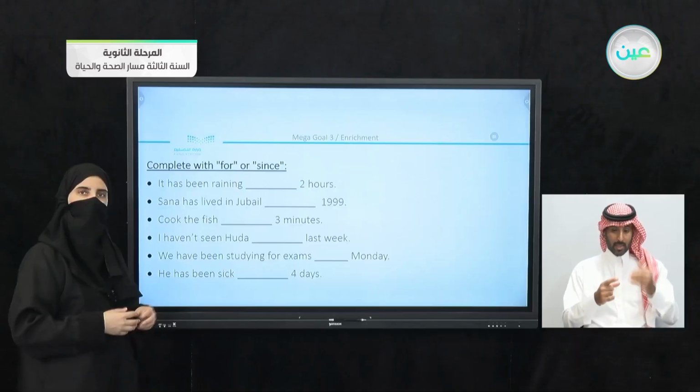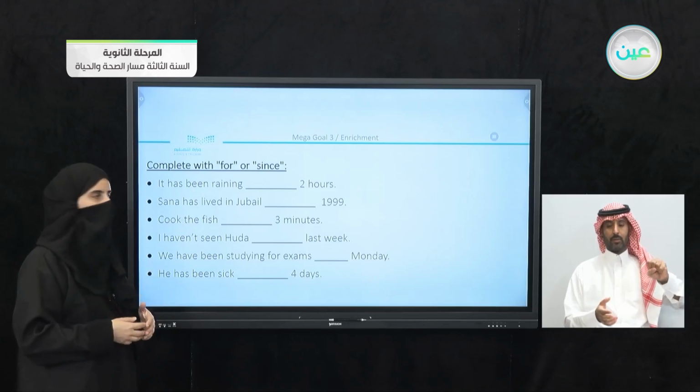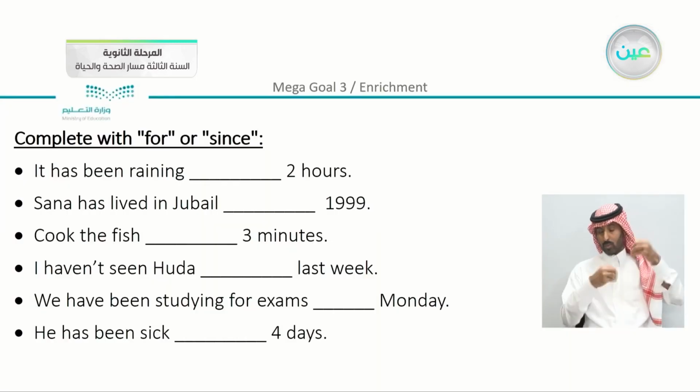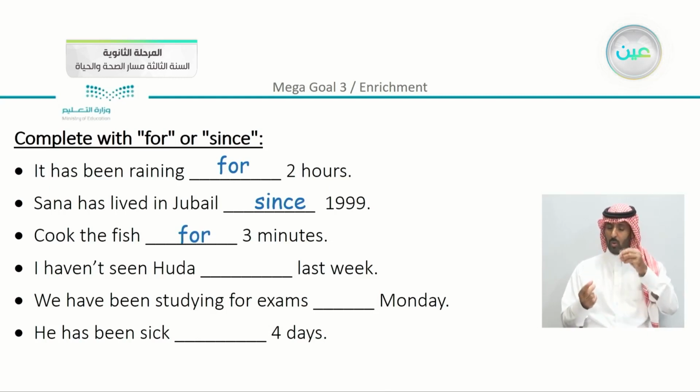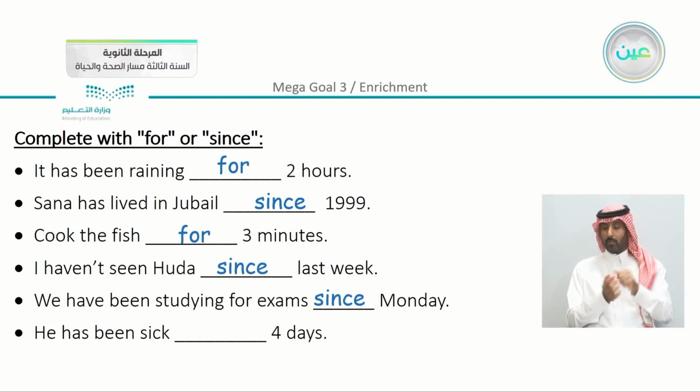Now this is an easy exercise here just to apply either for or since. So we have here, it has been raining 2 hours, numbered. So we have here for 2 hours. In the second sentence, Sana has lived in Jubail 1999, a period, so it's going to be since. Cook the fish, counted 3 minutes, so we have here for. I haven't seen Huda last week, so we have here a period, since last week. We have been studying for exams Monday, so here we can say since Monday. And we have he has been sick 4 days. We have counted, so we have for four days.